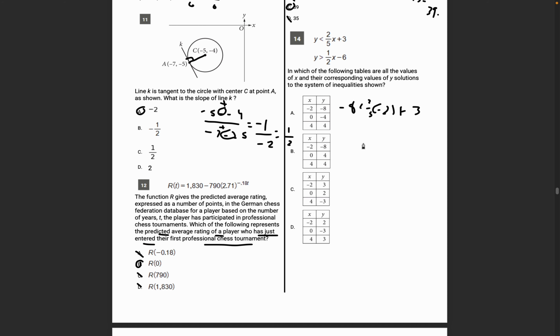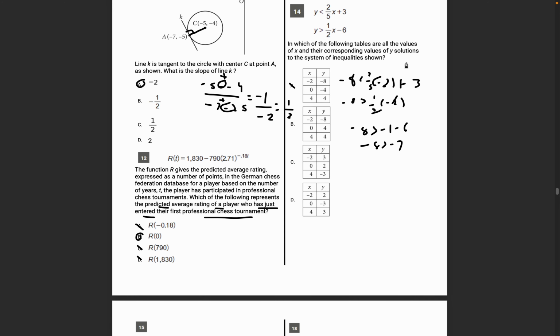Let's see, wait. -8 is greater than 1/2 of -2? Is -8 greater than 1/2 of -2? So 1/2 of -2 is just -1. So -8 greater than -1 minus 6 is -8 greater than -7. No, it is not. How much time we have left?